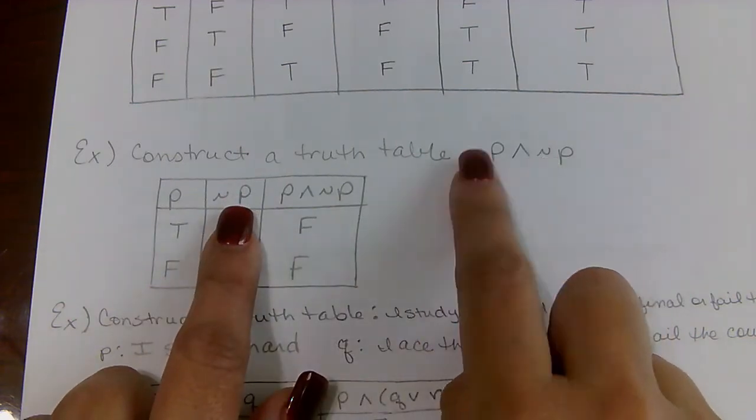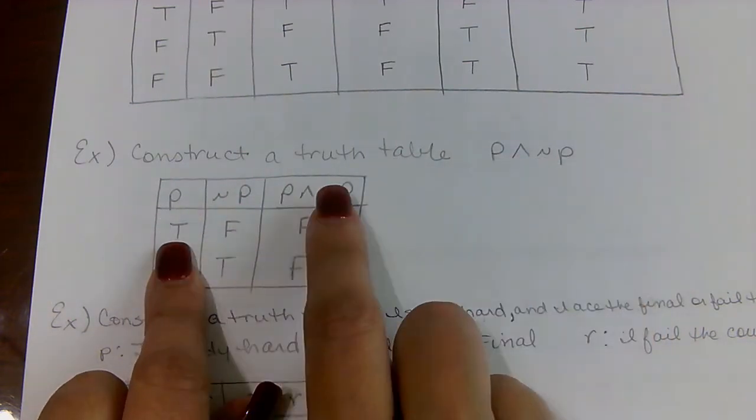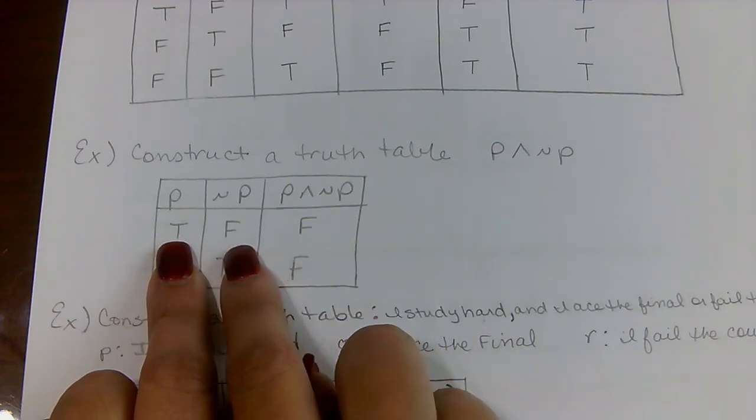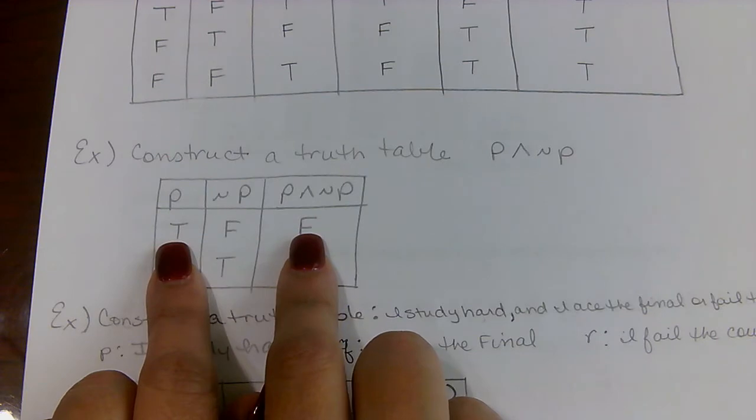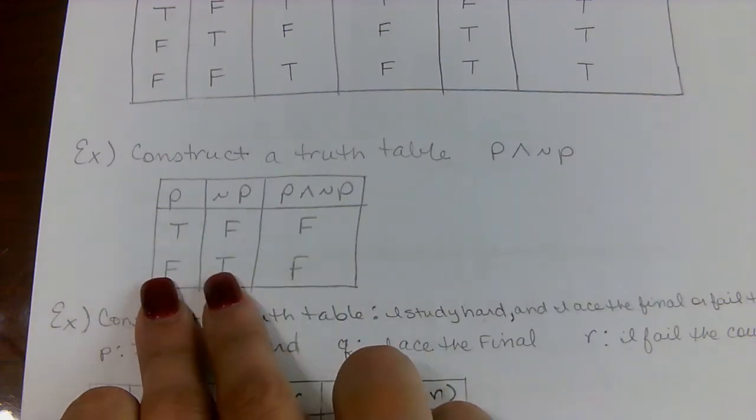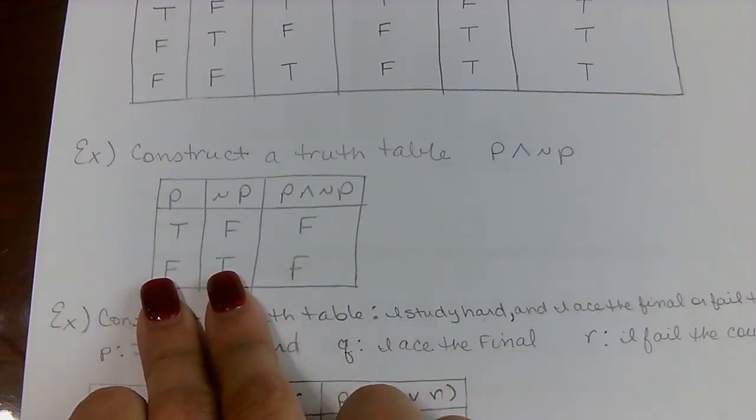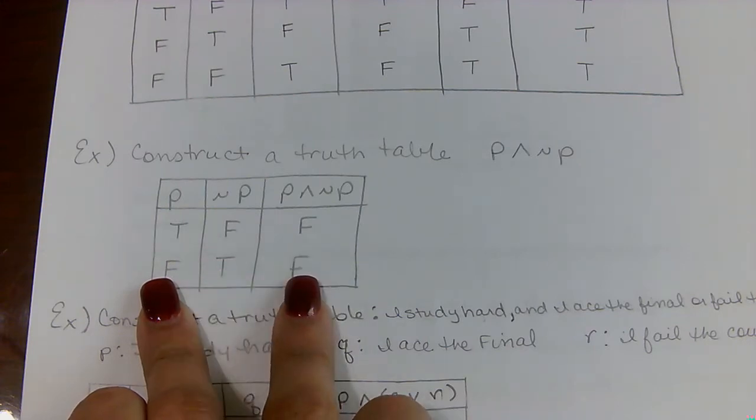And then I combine both of these. So now I'm looking at both of these, and it has that and, which means that they both need to be true. True, false, I do not have both, so this is false. False, true, again, I do not have both, so this is going to be false as well.